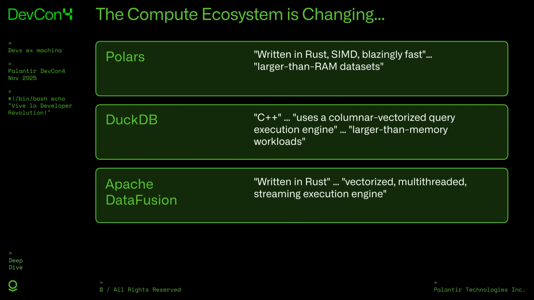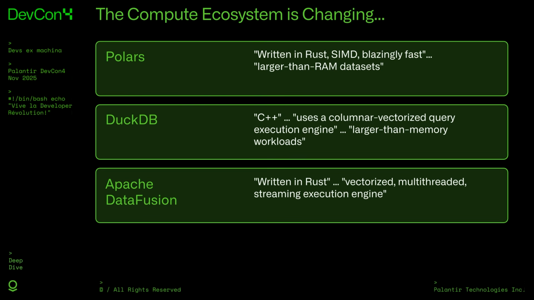So I've also copied over some of the key features that they like to advertise on why you should use their query engines. I want to highlight that there's a couple similarities. So first, they're all written in native languages. For Polars and DataFusion, that's going to be Rust. And for DuckDB, that's going to be C++. This is important because it allows your pipelines to fully leverage the hardware at hand, whether it's something like parallel vectorized execution or more efficient memory management.